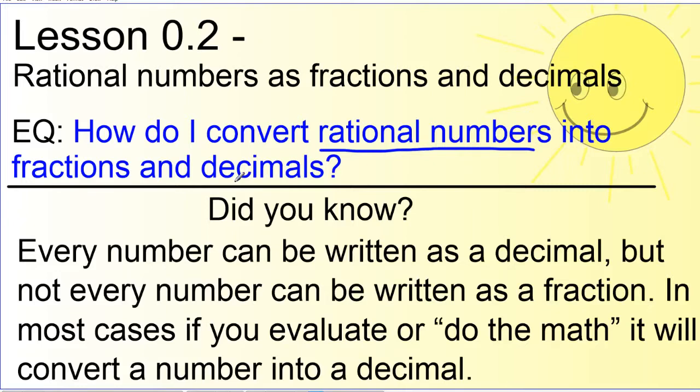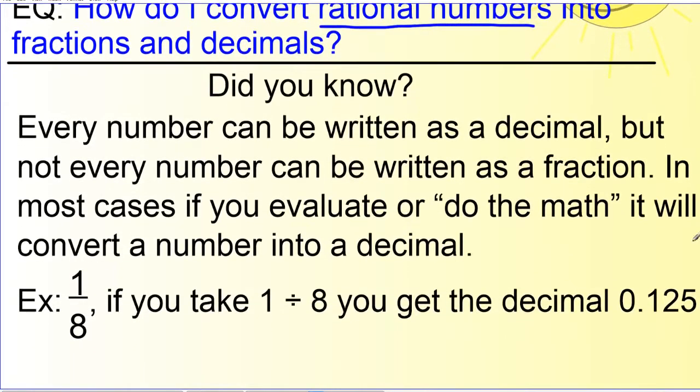Okay? The did you know down below says, did you know that every number can be written as a decimal? Even the irrational ones. But not every number can be written as a fraction. That's kind of the definition of an irrational number. An irrational number is a number that you cannot write as a fraction.